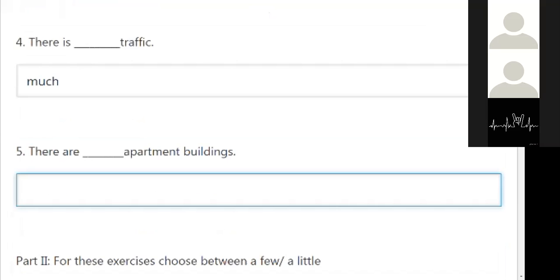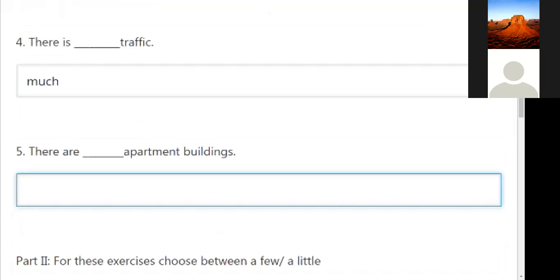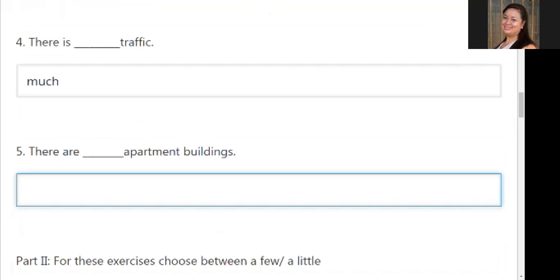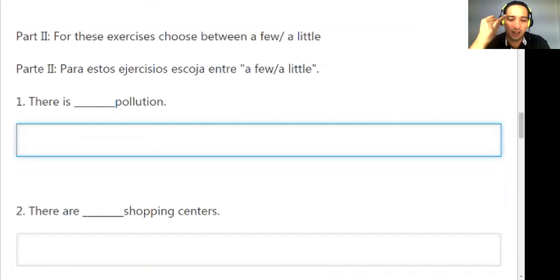Let's see. Who else do we have? Mirna Lopez. Hello, Mirna. Hello, teacher. Okay. What is the answer? Number five. There are many apartment buildings or there are much apartment buildings? Many, teacher. Yeah, because there are many apartment buildings. Okay, one, two, three, four. The second part. Thank you, Mirna.